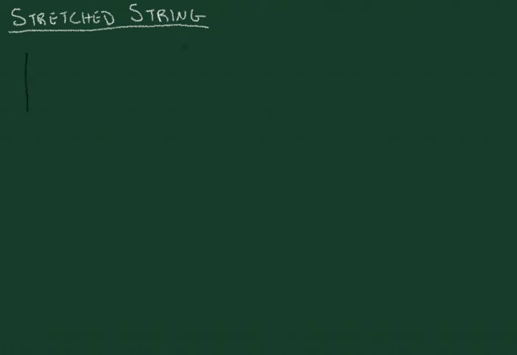Let's imagine we take a string and we fix both ends on a wall and we hold it really tight. So we know that if we do this, I can pluck it on one end and get a wave that's going to propagate on this string or this rope. And I want to find out what speed v it's going to propagate with.